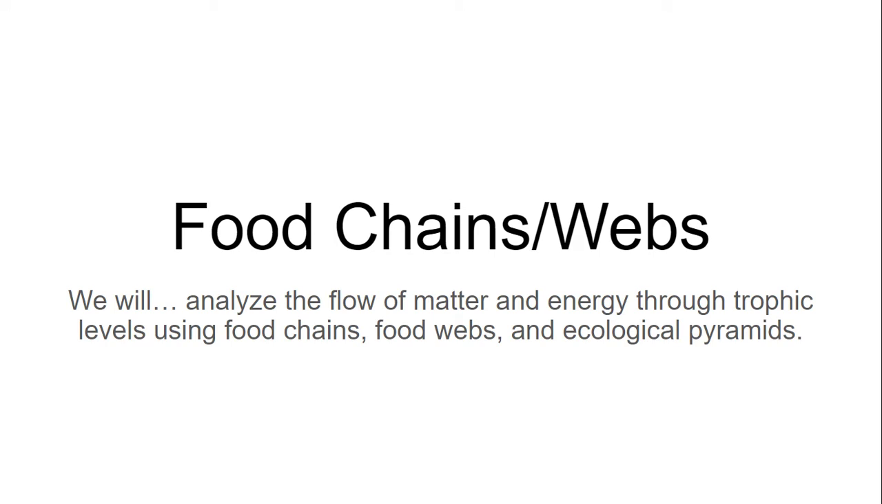Hey everyone, today's lesson is going to be over food chains and webs. Our learning objective is we're going to analyze the flow of matter and energy through trophic levels using food chains, food webs, and ecological pyramids. So we're going to utilize what we've already learned about trophic levels and be able to see how that applies to certain diagrams, which we'll look at here.